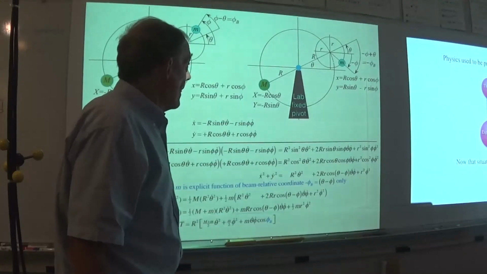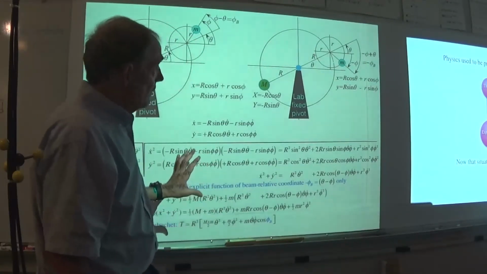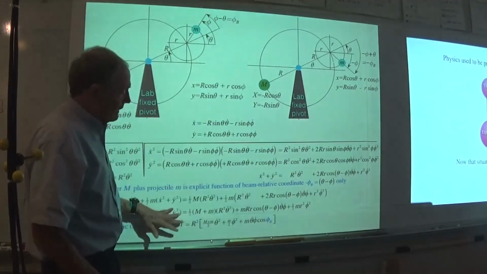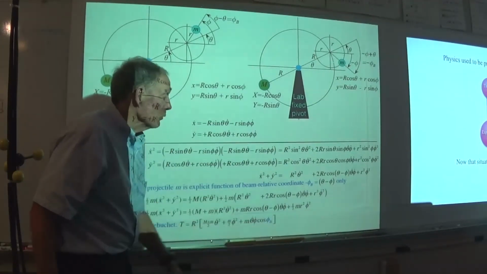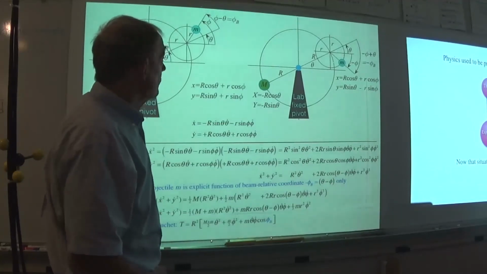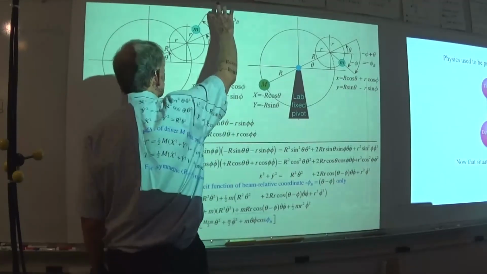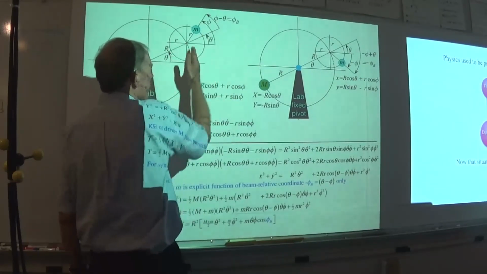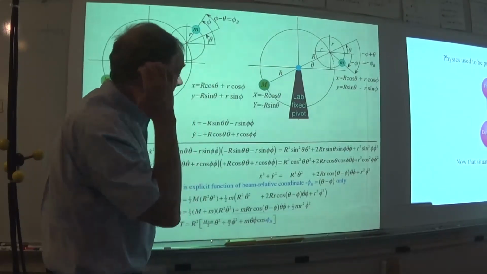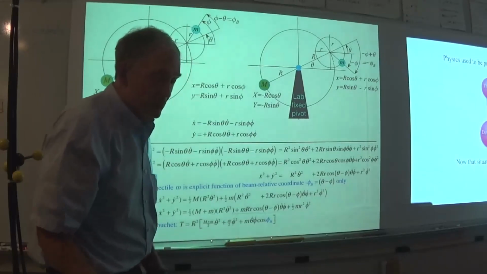I just throw this out as a very quick way to get the mechanics of the trebuchet in terms of the beam relative angle. And the beam relative angle is pretty obvious here. It's this thing right here. You're just measuring your angle off of the end of the beam as opposed to off of the perpendicular, but it makes the algebra a little simpler.